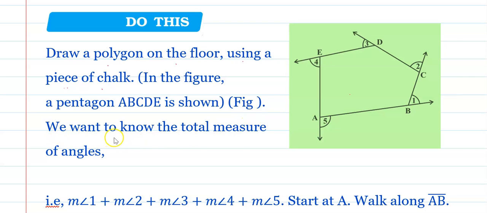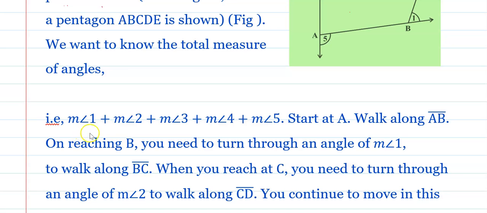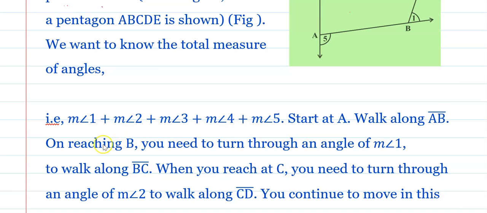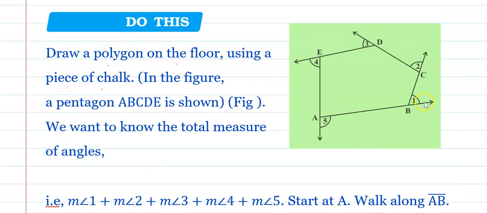We want to know the total measure of the angles, that is, the measure of angle 1 plus angle 2 plus angle 3 plus angle 4 plus angle 5. Now first start at A and walk along AB. On reaching B, you need to turn through angle 1, and then walk along BC.